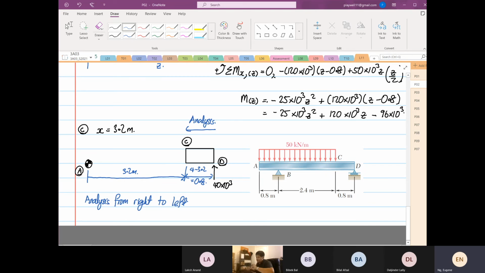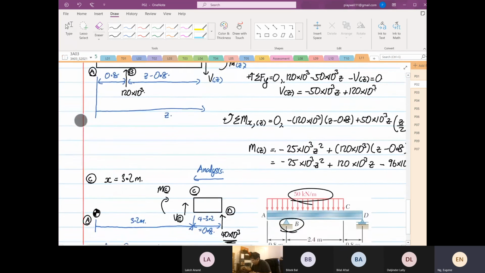Before that, we have been doing left to right. Now we go from right to left. So when that's the case, this will be your V at point C, and then the moment at point C. The reason I do that is because I only need to consider this load over here. I don't need to consider the load at point B and the evenly distributed load. It makes your working much quicker.